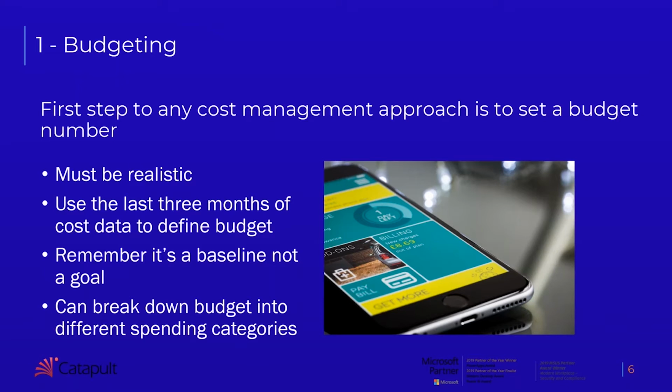Go ahead, Tony. So first, as with any cost management, this budget number must be realistic, right? Right now you're spending $100,000 a month, and you say, well, I'm going to set a budget of $50,000. That's not going to happen, right? So the goal is basically to use the last 3 months of your cost data to define your budget. Again, budget is a baseline, not a goal, right? The budget gives you a baseline to start with.